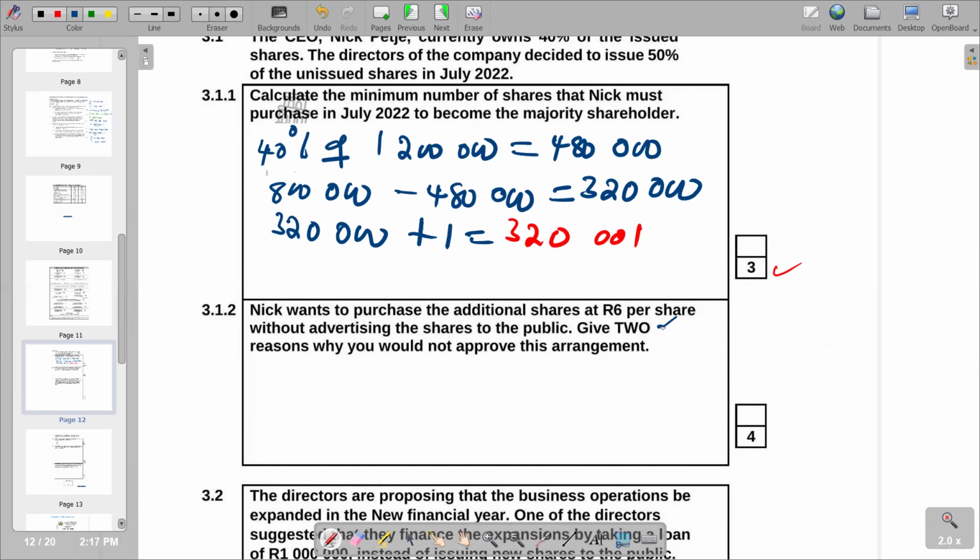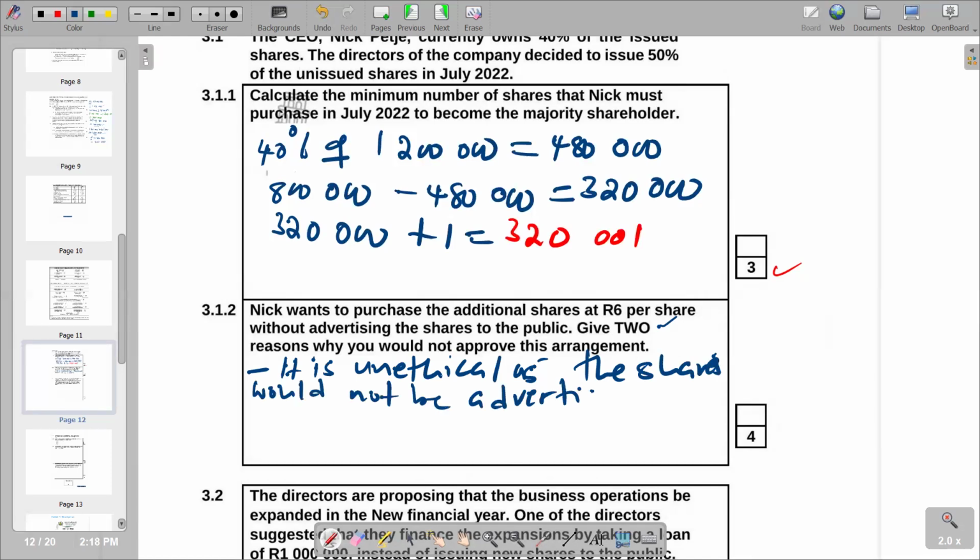Remember, the question is saying give 2. First, it is unethical, as the shares would not be advertised. Then moving on to the next point, it's not allowed by the law, as the shares should be advertised through the prospectus. So we're saying not allowed by the law. What is allowed by the law is that the shares should be advertised through the prospectus. Basically, those are the 2 points that we have.